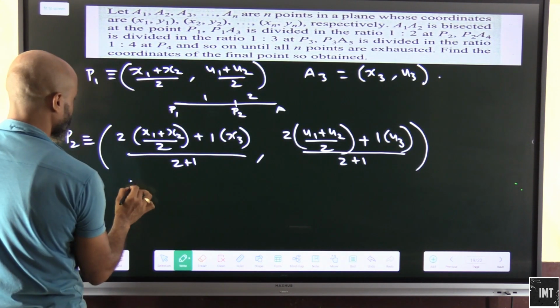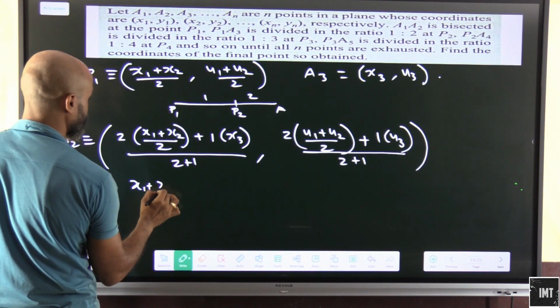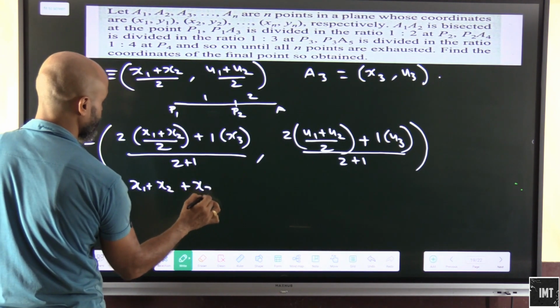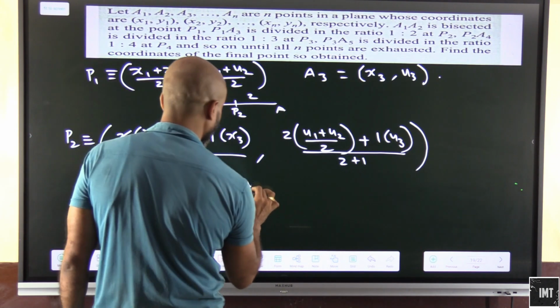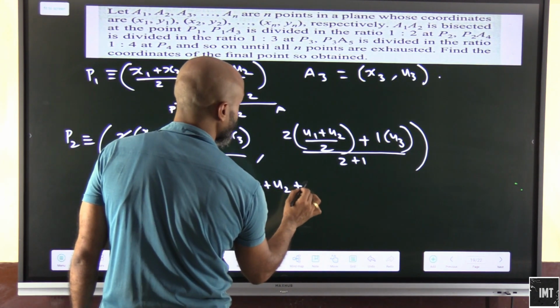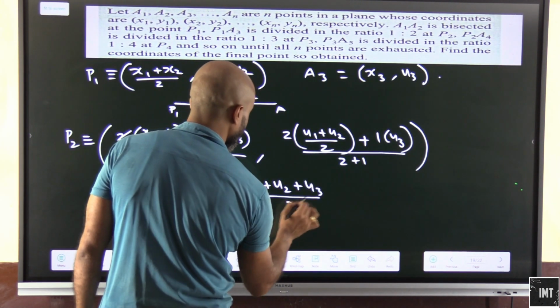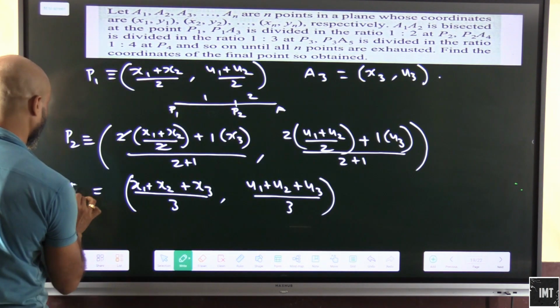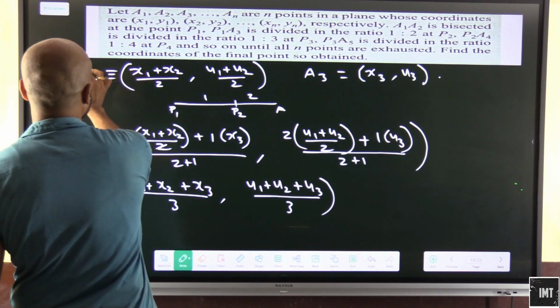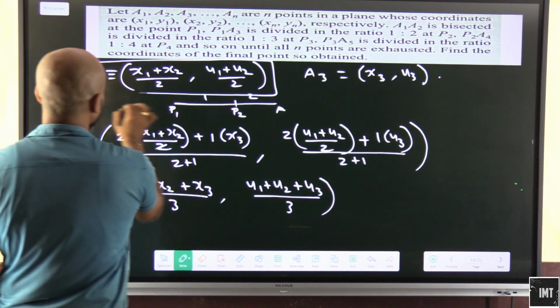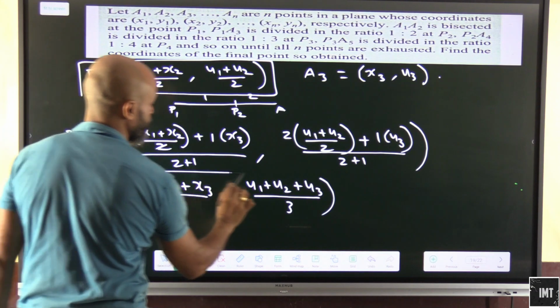This will be x1 plus x2 plus x3, this 2 and 2 gets cancelled, upon 3, and again we have y1 plus y2 plus y3 upon 3. So this will be basically the coordinates of p2. Okay, the coordinates of p2. So we have coordinates of p1 as this, we have coordinates of p2 as this.